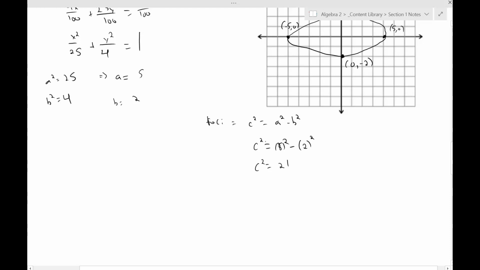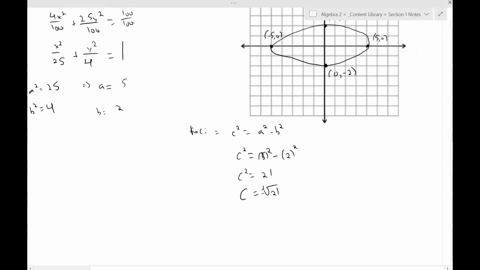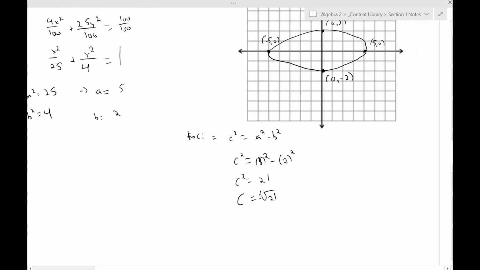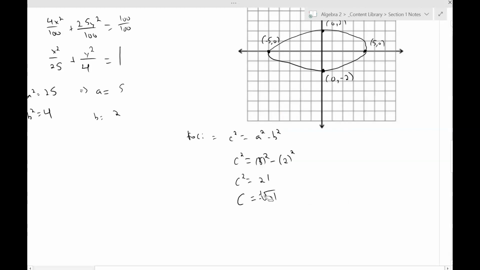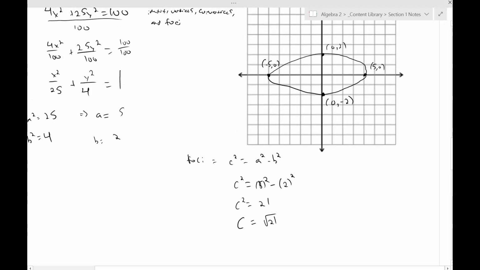25 minus 4 is 21, which means C is going to equal the square root of 21. Now, technically, C is a variable, so it should be plus or minus the square root of 21, right? But keep in mind that C technically stands for a distance, and distance can only be positive. So we erase this. It can only be positive root 21.